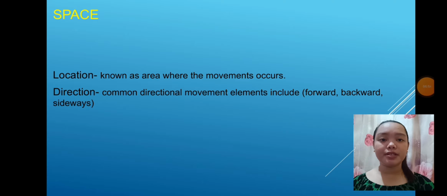That's the first concept and its categories. Now let's proceed to the second concept, the space. Location is the first category, known as the area where the movement occurs. The second category of space is direction. Common directional movement elements include forward, backward, sideways.